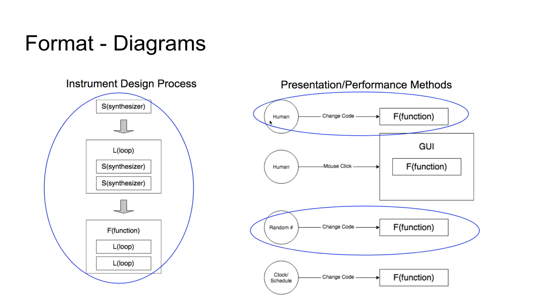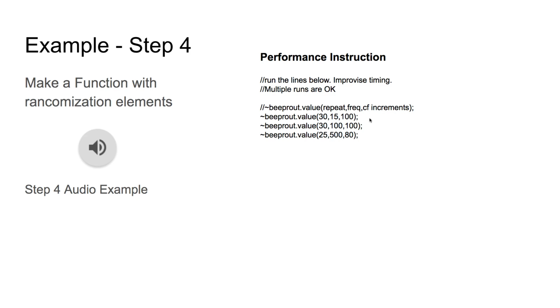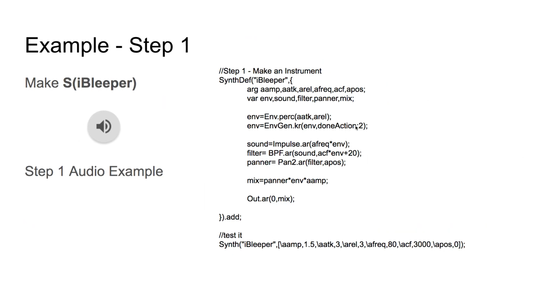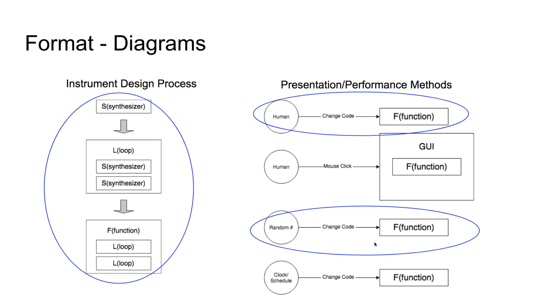Now, how do we, as a human or as a performer, interact with the instrument? There are a few ways. I can interact with the synthesizer by directly changing the code. Okay, that's what I did right here. I'm just going to run the code, and it's going to make a sound at my command. Okay, now this example also uses a random number.